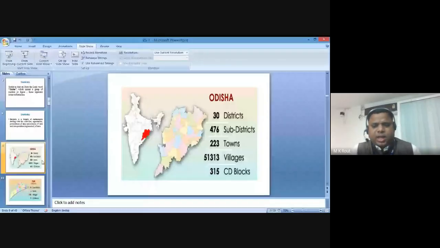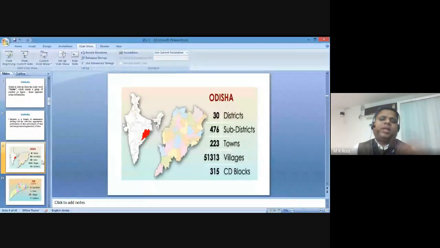Here is a typical example. If I assign you to calculate the different aspects of a state like Odisha, such as the districts, sub-districts, towns, villages, and blocks, then with the help of this raw data I can summarize everything in this slide. Based on the statistics, Odisha has 30 districts, 476 sub-districts, 223 towns, 51,313 villages, and 315 blocks. This is the final summarized data.